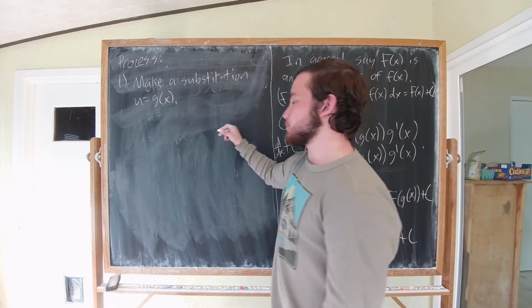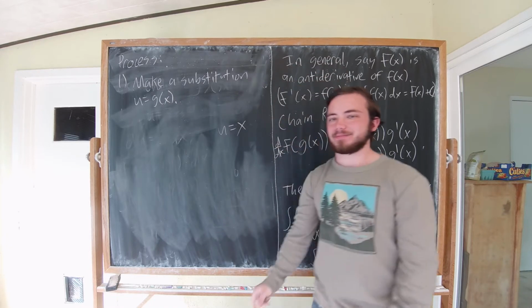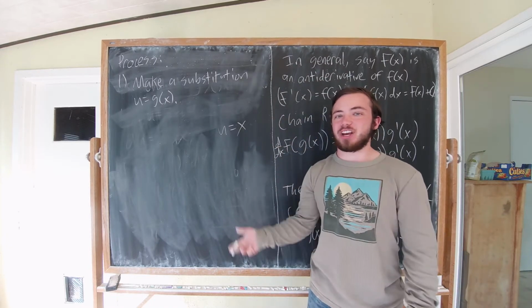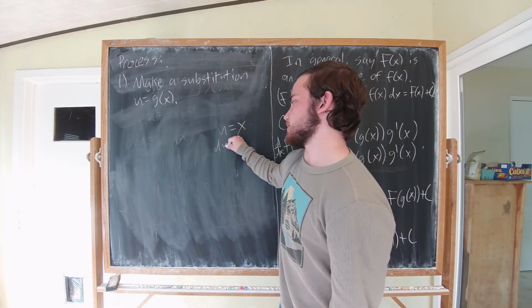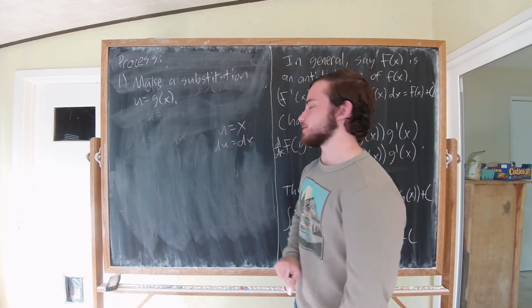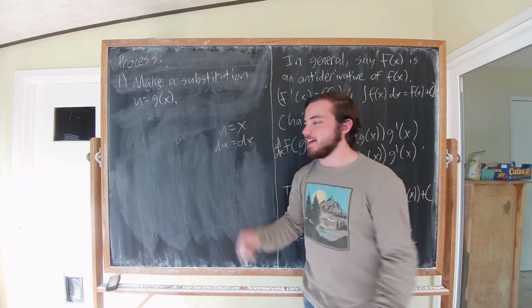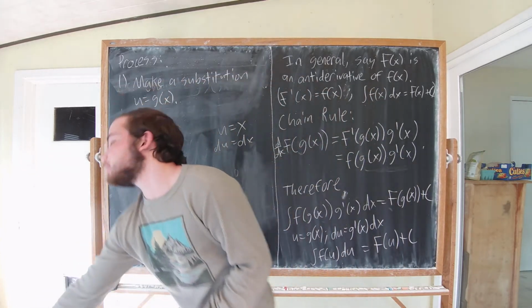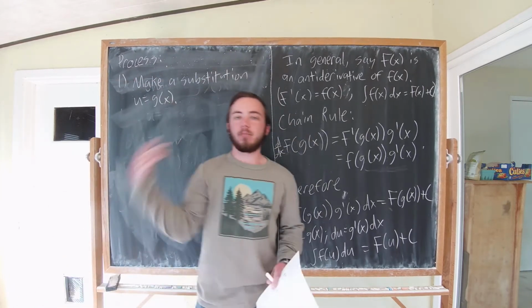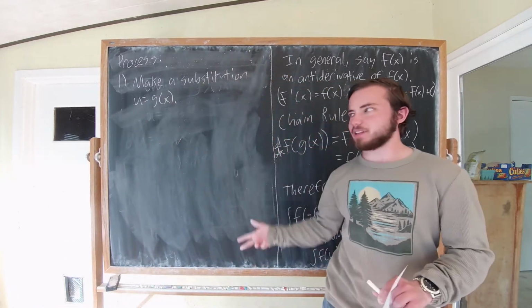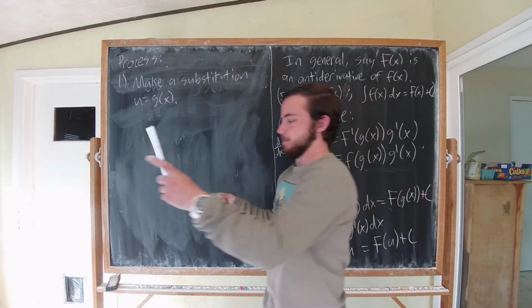For instance, this would probably be the least useful substitution. Oh no, I've just changed all the x's to be u's, right? Because in that case, du would be dx. And now you've just changed a letter. Okay, that doesn't help at all. But there are more useful substitutions, and the more you do this, the more intuition you develop for what a useful substitution might be.